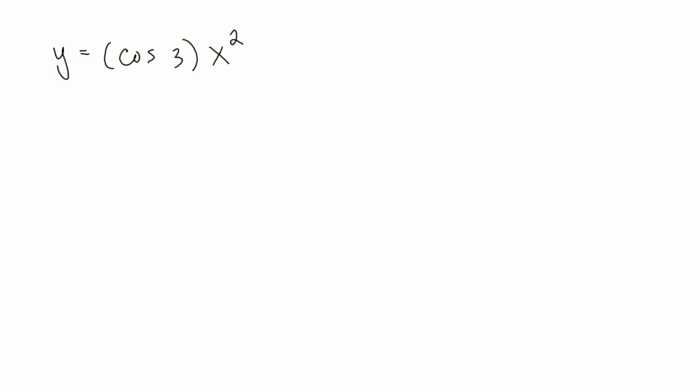See if you can avoid the trap in our next example. If you haven't, pause your video and make your mistakes now when it doesn't count. So did you try using the chain rule or the product rule? Here, cosine 3 is not a function of x. It's simply a constant. So y prime is the constant multiplied by the derivative of x squared. The derivative of x squared is 2x.